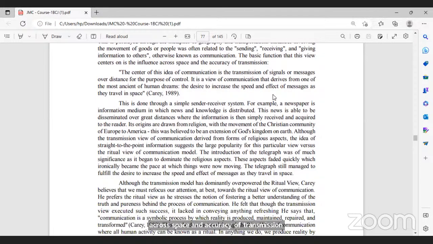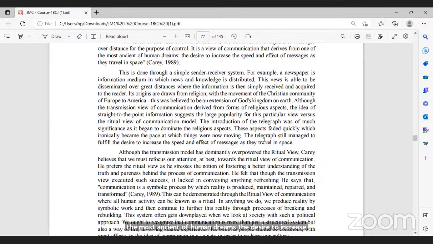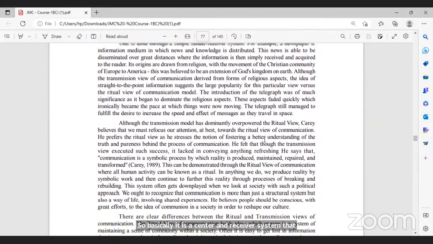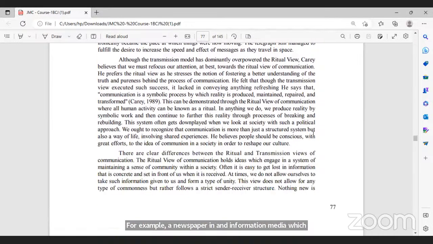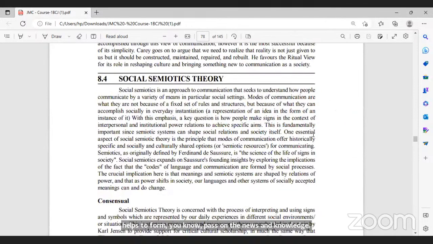Basically, the center of this idea of communication is the transmission of signals or messages over distance for the purpose of control. It is a view of communication that derives from one of the most ancient of human dreams, the desire to increase the speed and effect of messages as they travel in space. So basically, it is a sender and receiver system. For example, a newspaper in information media helps to pass on the news and knowledge. So that is basically the transmission view.